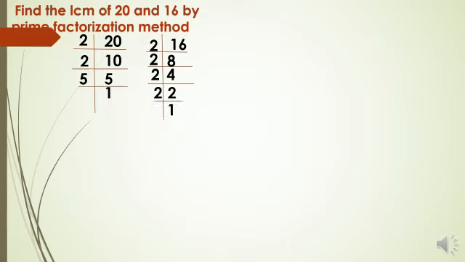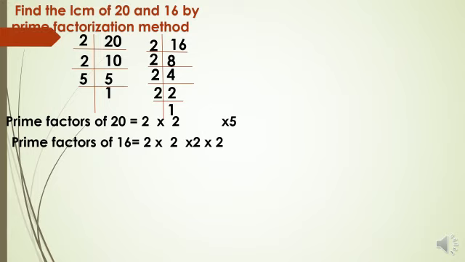Let us write the prime factorization of 20 and 16. Prime factors of 20 is equal to 2 into 2 into 5. Prime factors of 16 is equal to 2 into 2 into 2 into 2. How to find LCM? LCM is the product of common factors and the factors which are not common. Here, which are the common prime factors? Is there any common number there? 2 is there. Is there any other common prime factor? Yes, one more 2 is there.